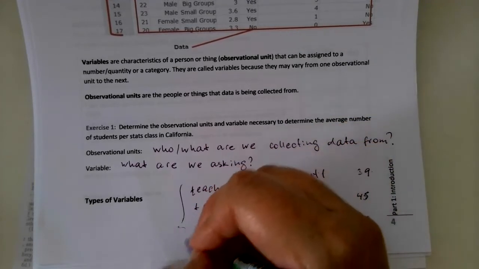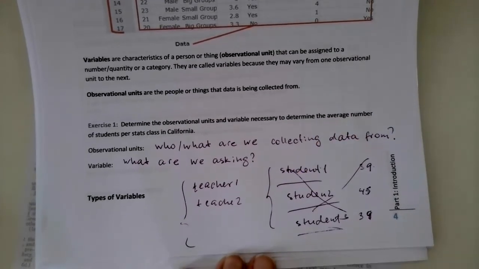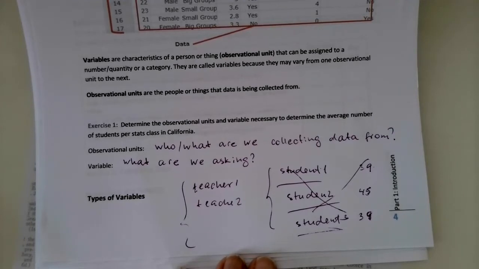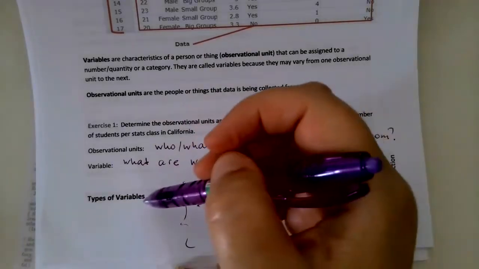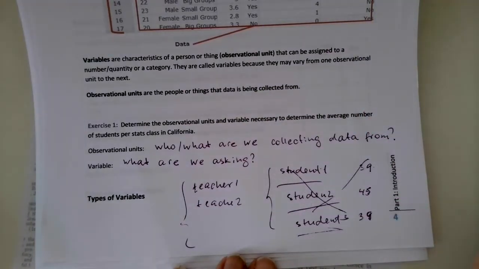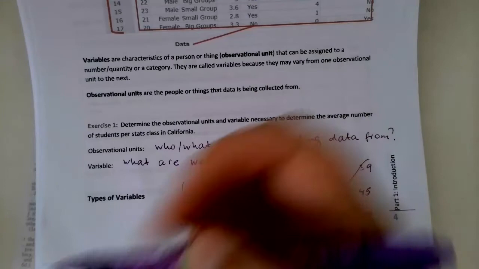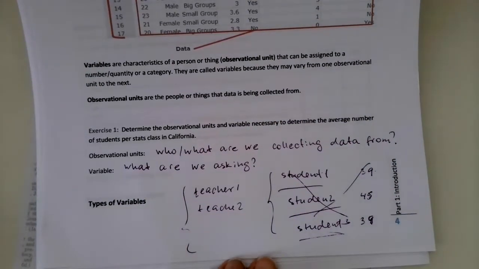And then, so not this spreadsheet, but this spreadsheet. So our observational units would be teachers, and the observational variables would be the number of students enrolled in each class. So I hope this helps, and we're moving on to the types of variables.